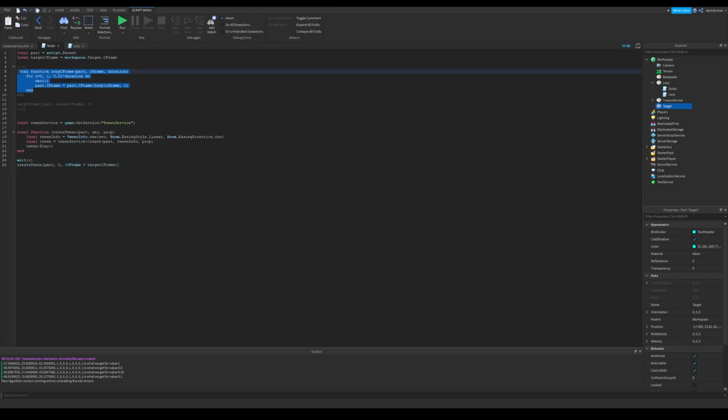So what's the best usage of Lerp? It's a really good way for calculating when working with CFrames. If you just want to animate parts, use TweenService instead.